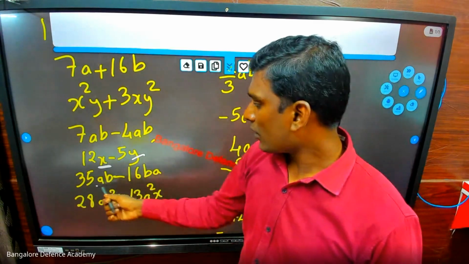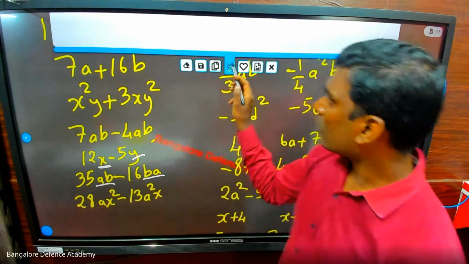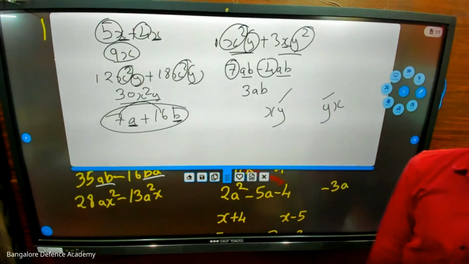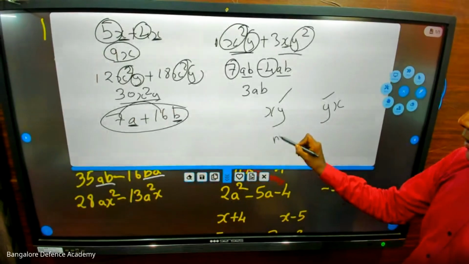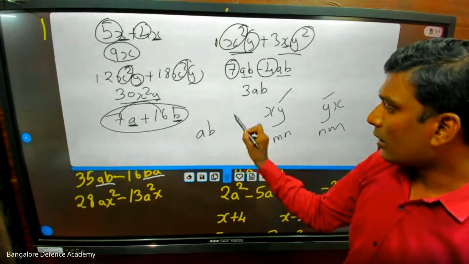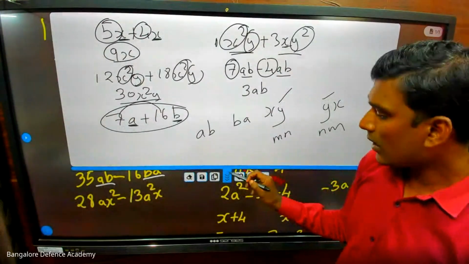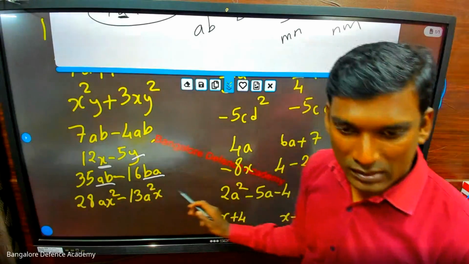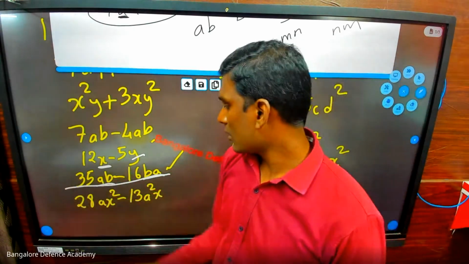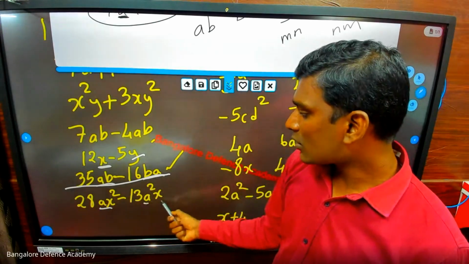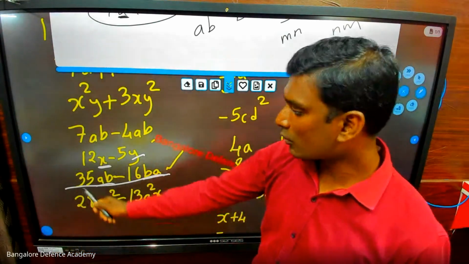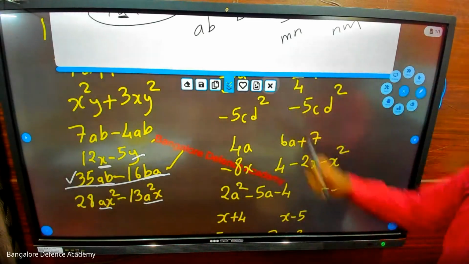Okay, now here you have AB, here you have BA. Always remember, if I write XY and if I write YX, both are same. If I write MN and if I write NM, both are same. Now I am writing AB, I am writing BA. They both are same or different? Same. So can I subtract 35AB minus 16AB? Yes. So have you done this? No. So you will do this and tell me the answer. Now what about this? Look at this. AX square, A square X. Are they same or different? Different. So can you do any operations here? No. You cannot do. So will you do this and tell me quick?